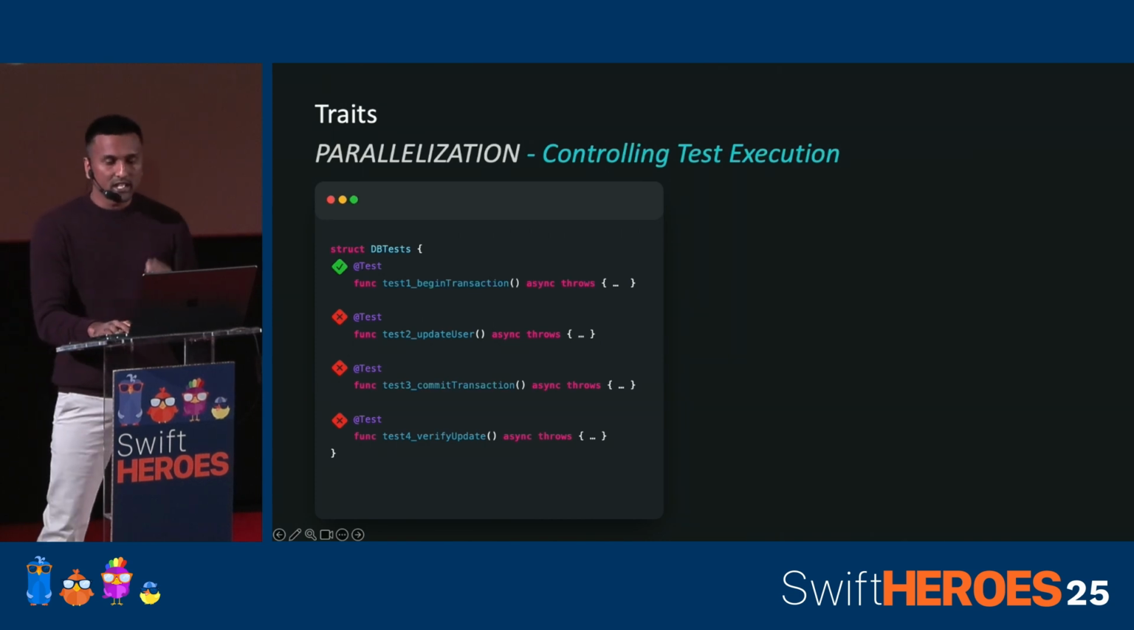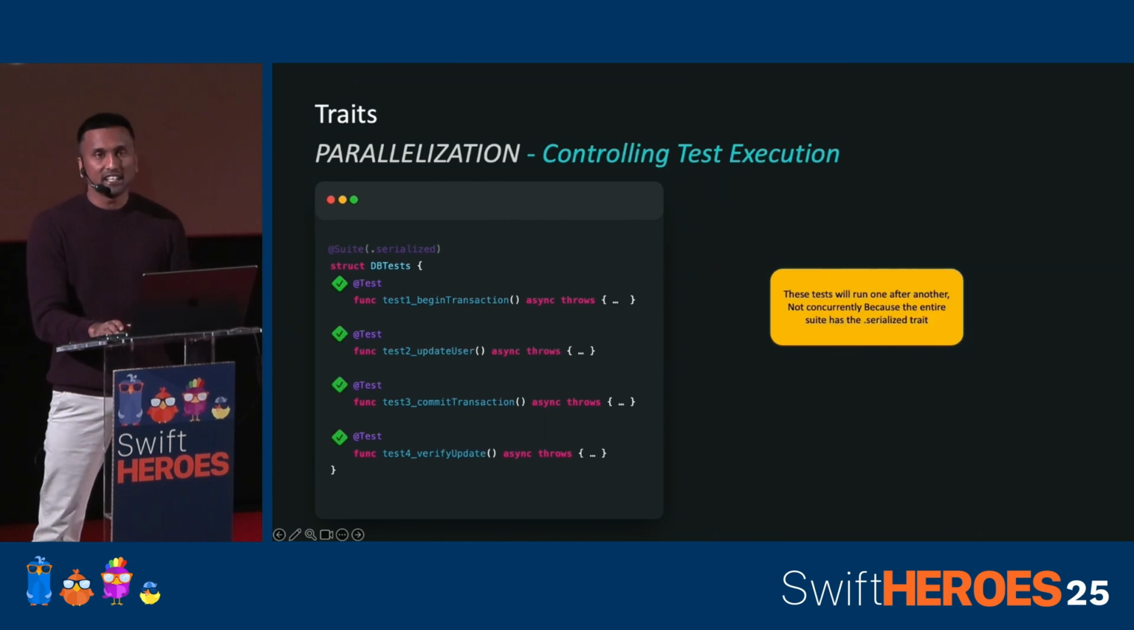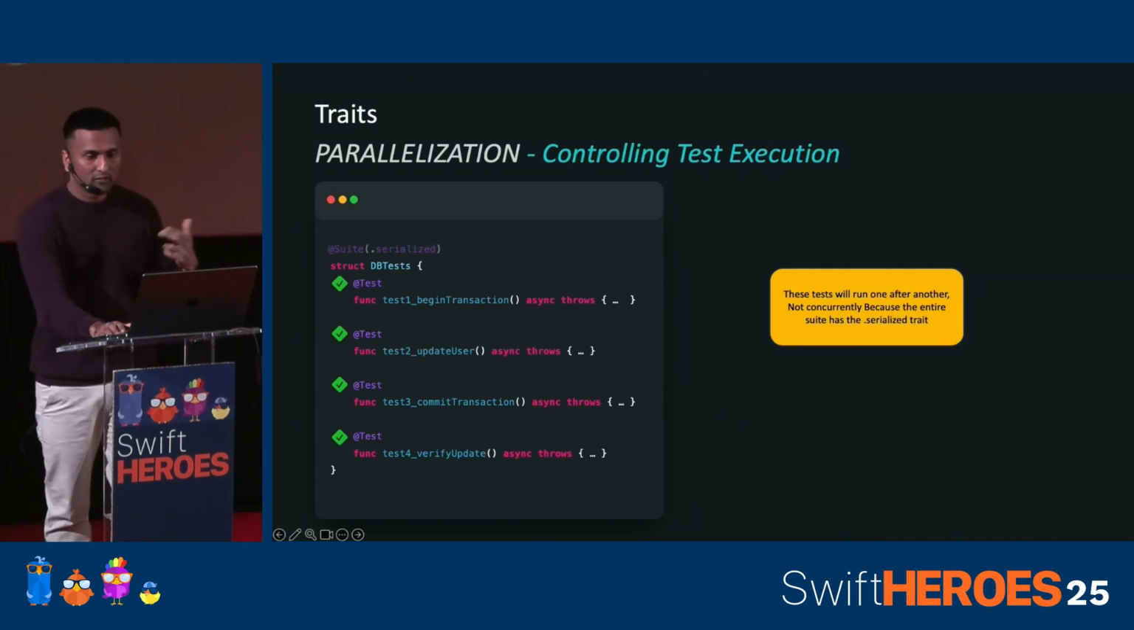For these kinds of scenarios, you have a serialized trait. When tests share resources like database connections or file system or global state, you can use this one. This ensures one test runs at a time, preventing race conditions and intermittent failures.